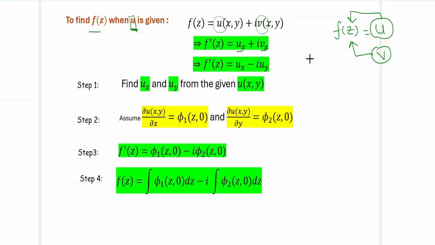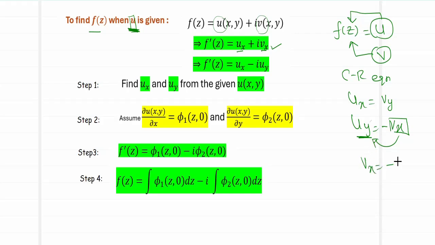I know that if it is going to be analytic in nature, the CR equations have to be true. What are the CR equations? ux is equal to vy and uy equal to minus vx. Since I have only u which has been given to me, the term vx is now replaced with a term of u. So what is my vx? From over here, I have my vx equal to minus uy. So I replace it, giving me the derivative f dash of z as ux minus i times uy.